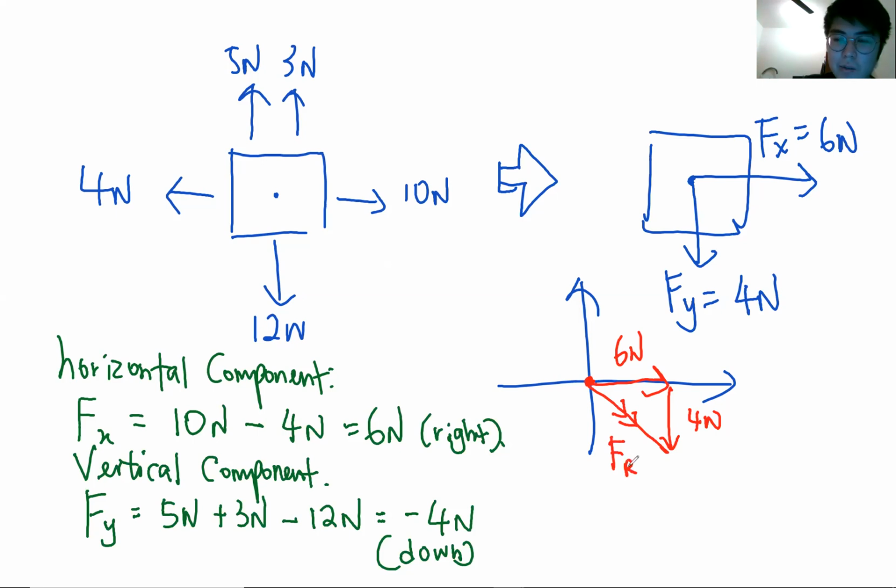So how do you calculate this resultant force? Again, this is the right angle triangle. So you can use this one, Fr equals the square root of 6 squared plus 4 squared, equals 7.211 Newton. Okay, so this one is magnitude.